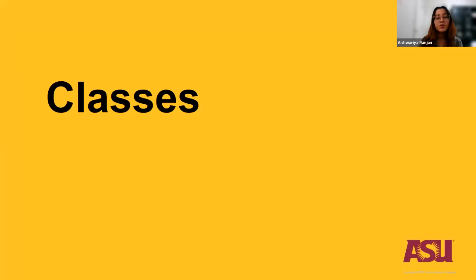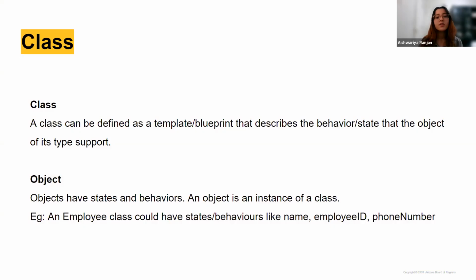Okay, yeah. So we're going to move on to classes now. A class is defined to be a template that describes the behavior and state of the object it supports. We're going to see examples which will make this much clearer, just to have these definitions down. And objects have states or behaviors. An object is an instance of a class. So you would define a class, and then you would make an object of the class, which would have the behaviors described in the class.